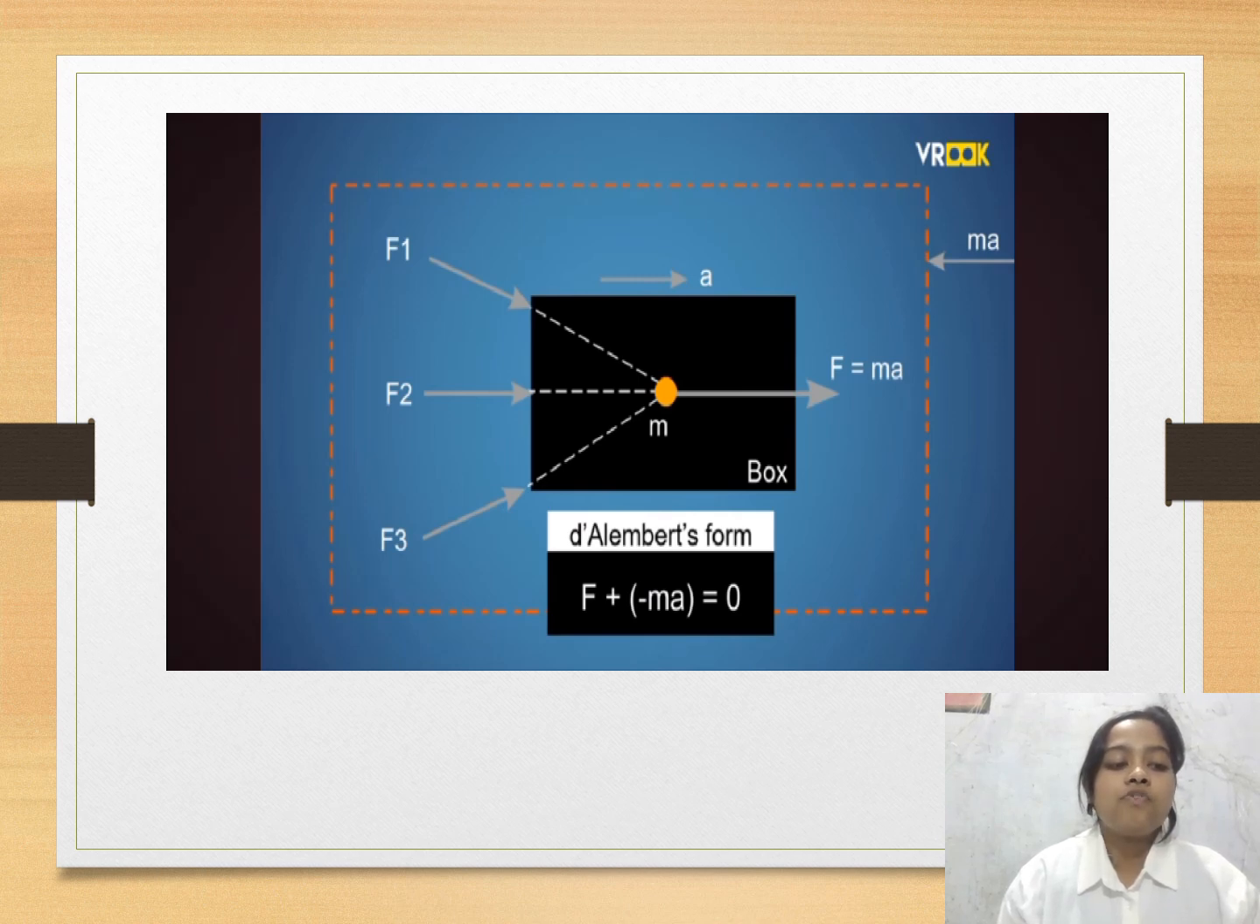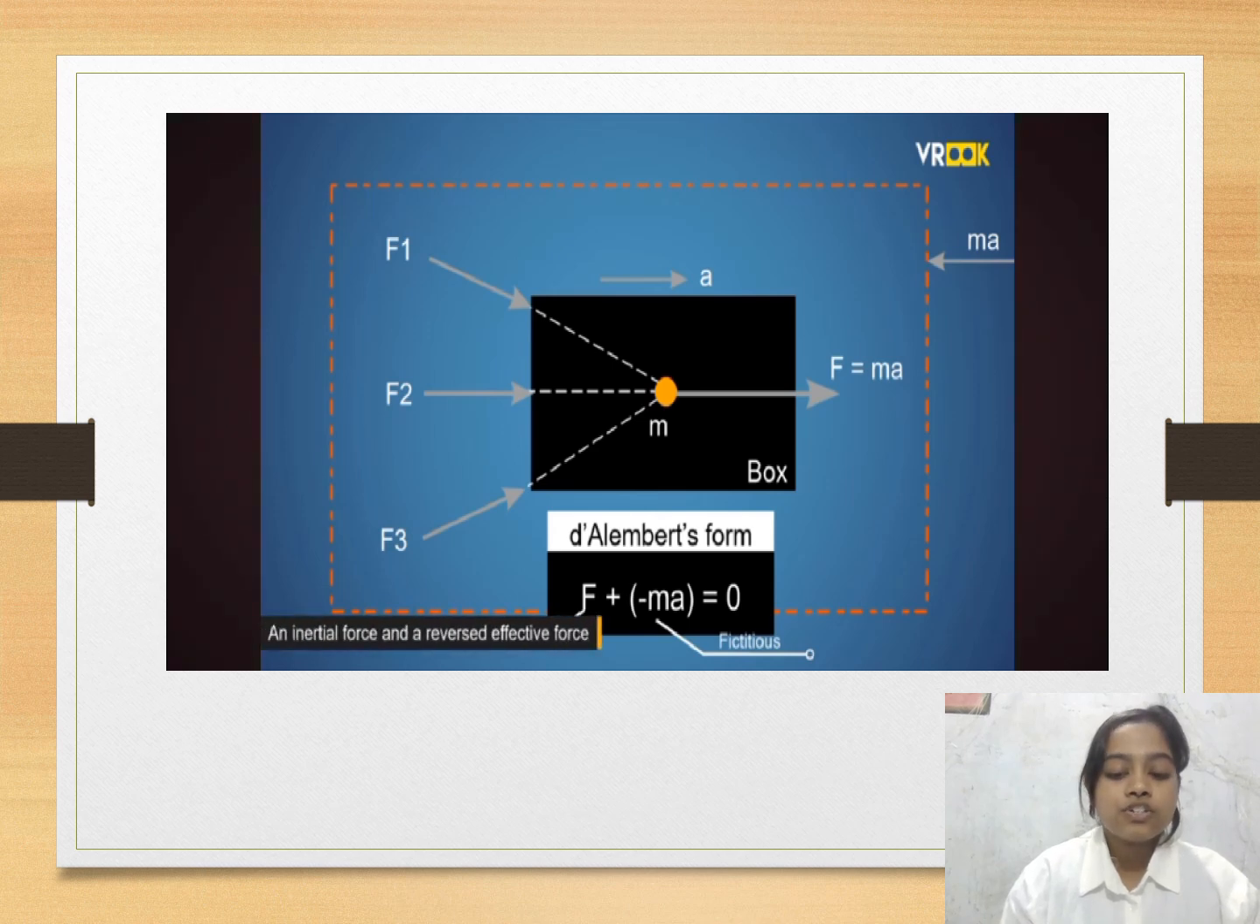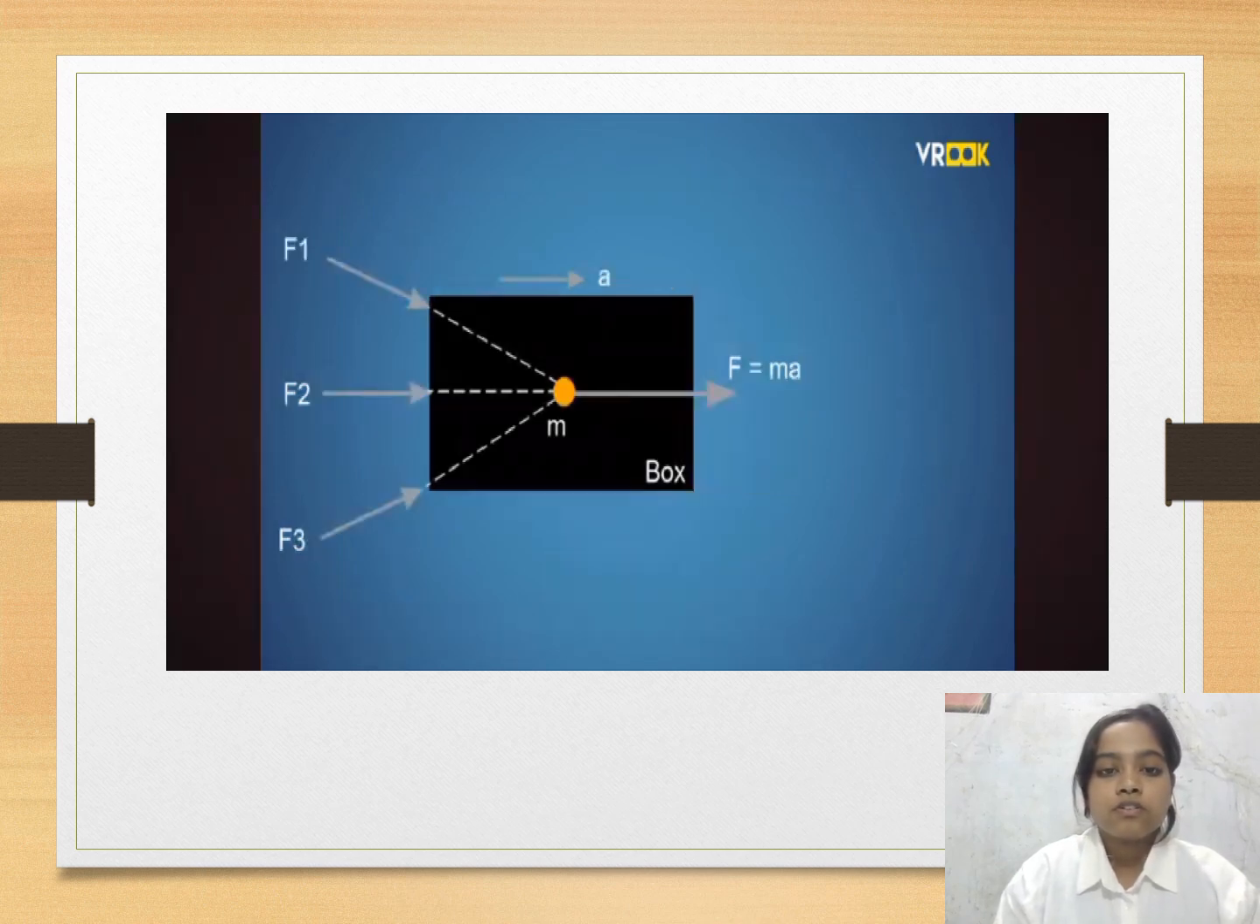In D'Alembert's form, the force F plus the negative of the mass m times the acceleration a of the body is equal to 0. In other words, the body is in equilibrium under the action of the real force, that is F, and the fictitious force, minus ma. The fictitious force is also called the inertial force and reversed effective force.